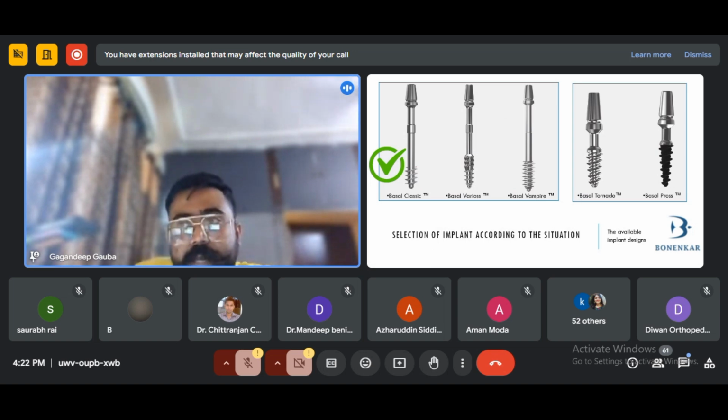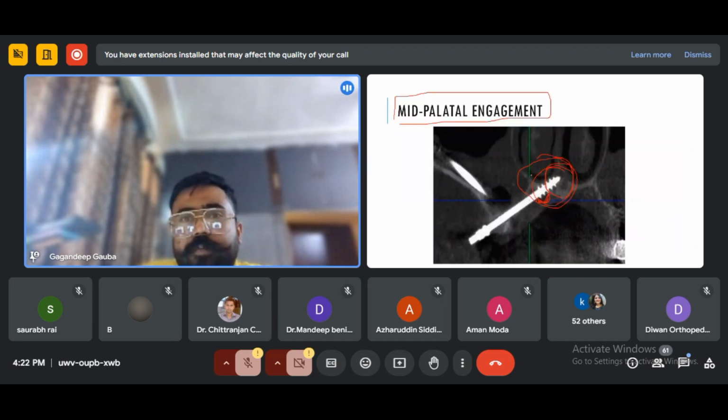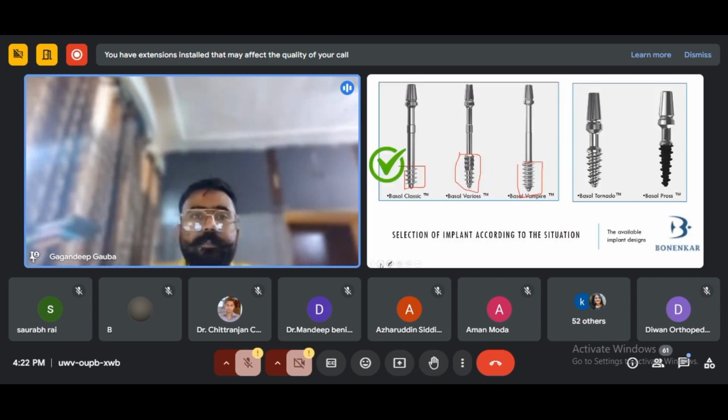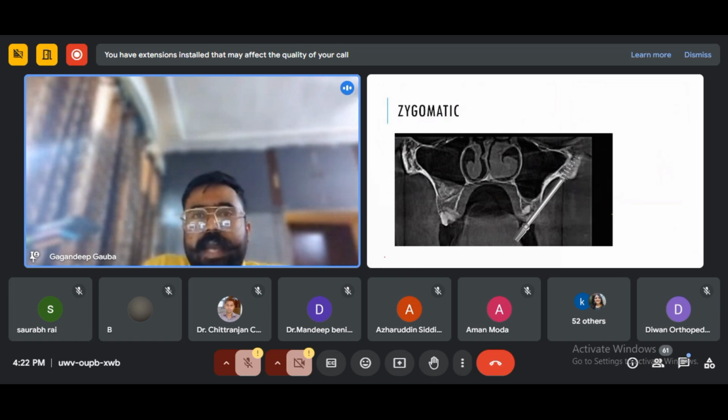And also we can see the threaded area is lower, there are fewer threads as compared to the Varios and the Vampire design. Because the bone engaging is very less, we always go with a lesser number of threads, and that will ensure that fewer threads will be exposed to soft tissue. So that is why in mid palatine engagement we should always stick with the basal classic design, right? And apart from that, we can also go with the zygomatic implants, right?